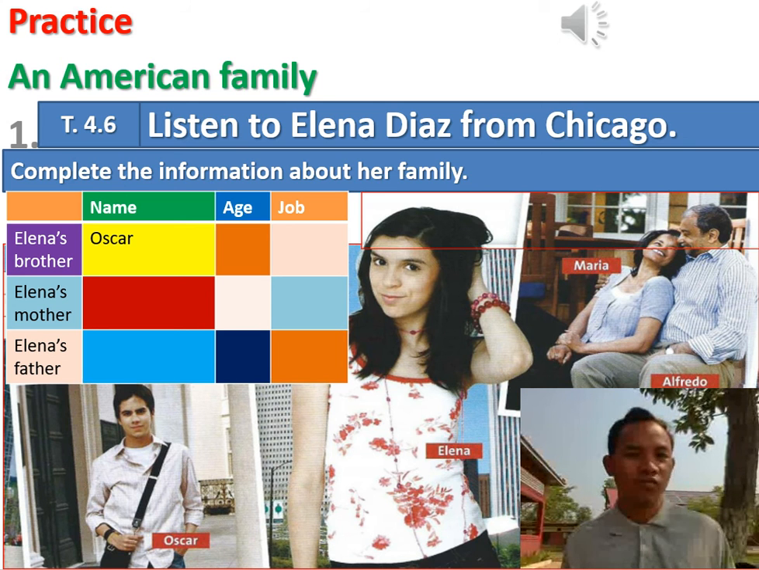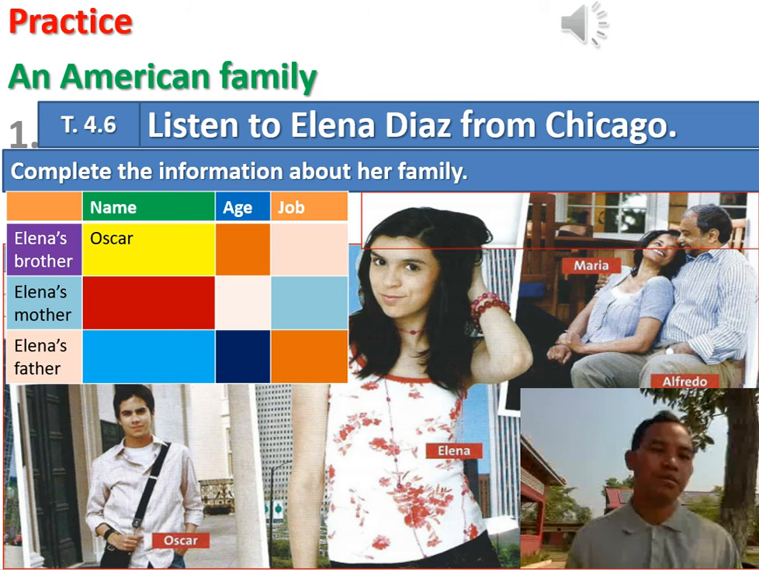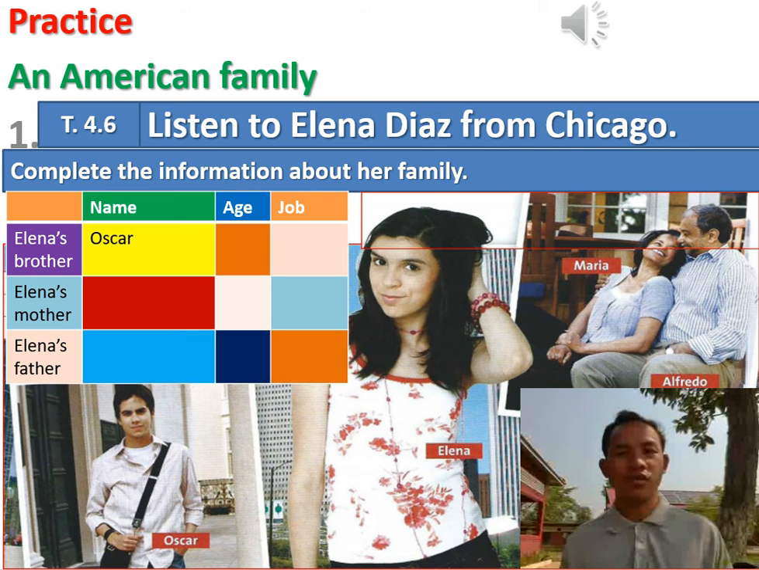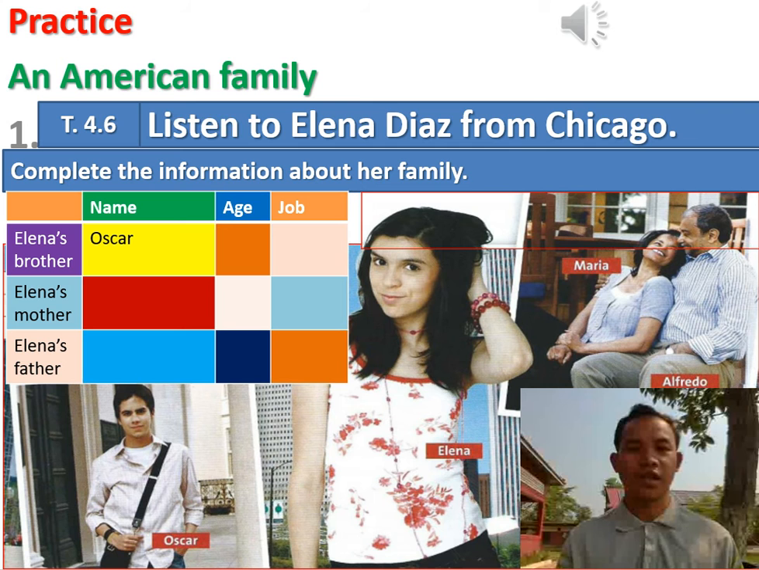And you know how old is she? She's 47, okay, maybe 47, but we are not sure correct or not. We will check the answer later. And what is her job? She's a Spanish teacher, yeah. And her father's name is Alfredo, and he's 52. He's a businessman. All right, so to make sure that is correct or not, let me check the answer again.